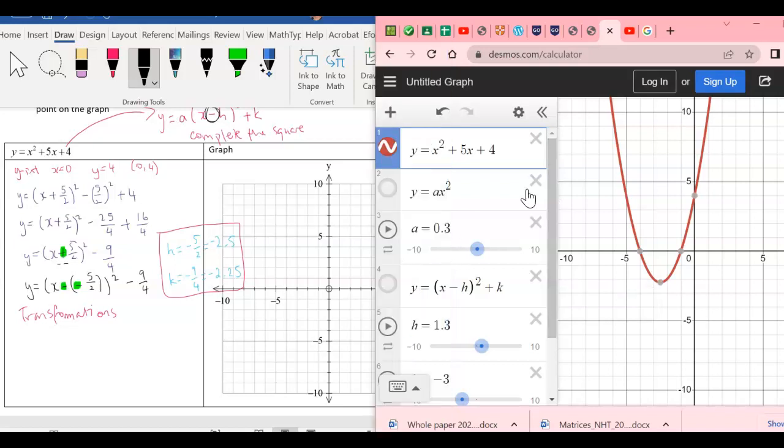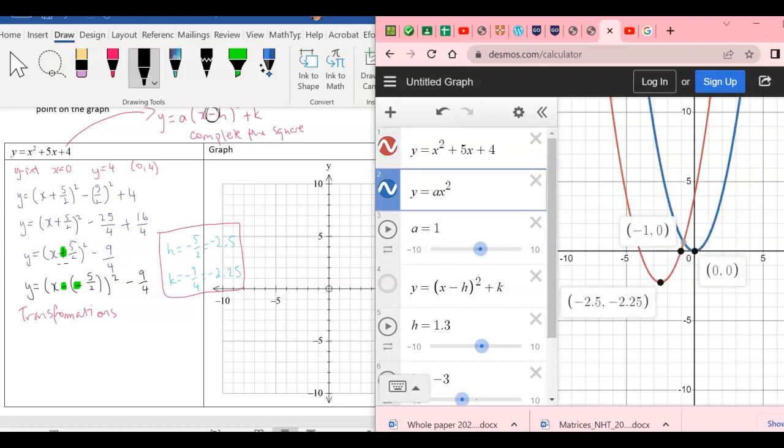So if we just have a look, let's put you in, and I'm just going to change it to 1. All right, so if we look at our blue graph just being y equals x squared, you can see the red graph, the one that we've just sketched, has moved to get to this point, negative 2.5, negative 2.25. So there's the turning point. 0, 0 has now become negative 2.5, negative 2.25. So to get from this point here at 0, 0, you've gone to the left 2.5 and down 2.25.